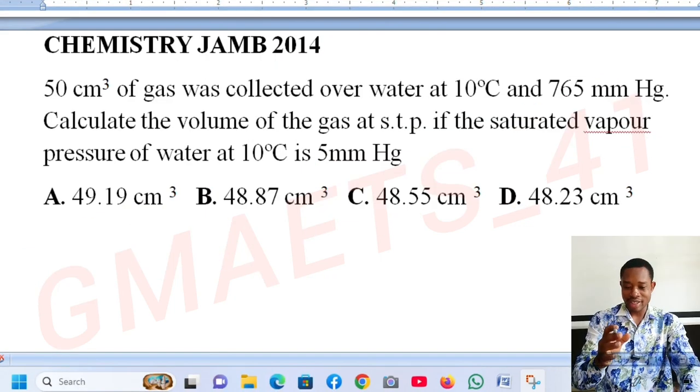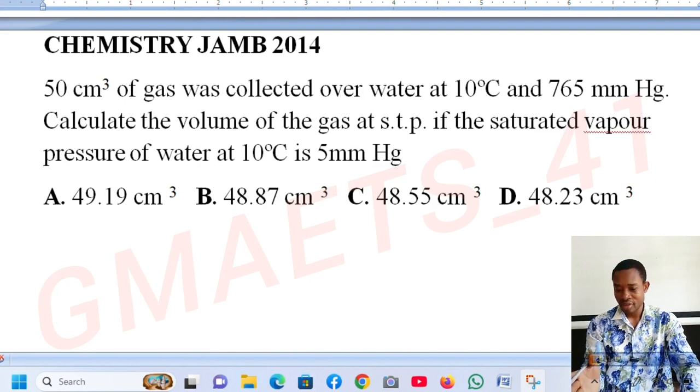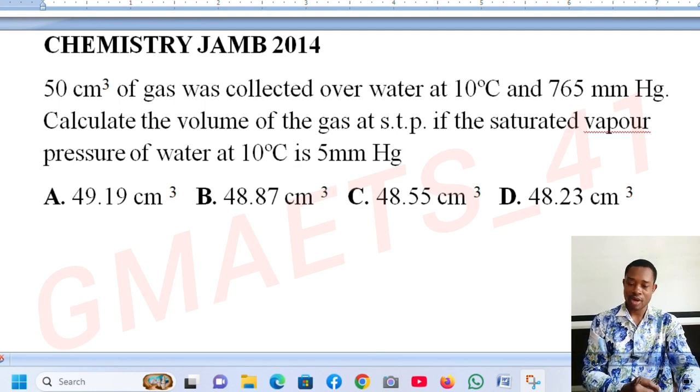In this video, I would like us to solve this JAMB question, right? This problem, clearly the data provided shows that it's a gas law related problem. Let us read through and find out the particular law of interest that we are going to apply here.